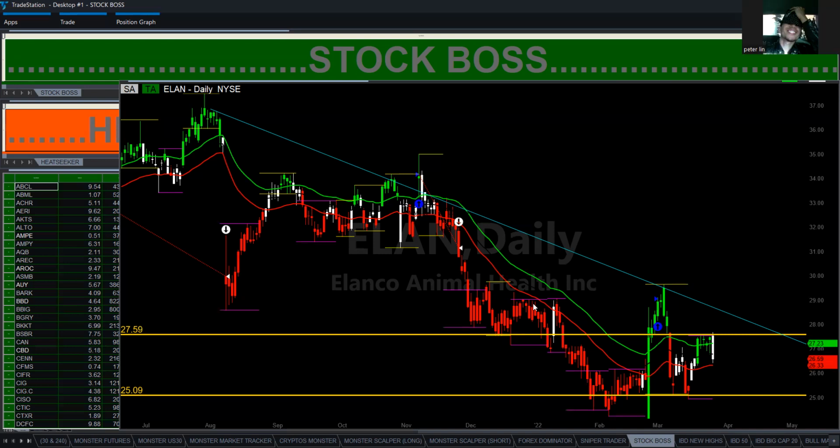That's pretty cool. And I like the fact that Peter is using Sniper to do this. I haven't thought about doing it that way. When I trade Sniper, I just trade the naked put, naked call. That's it. But that's pretty cool.